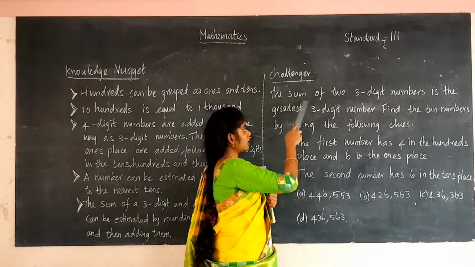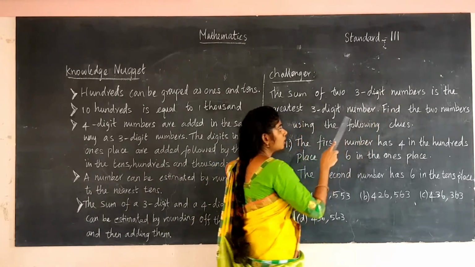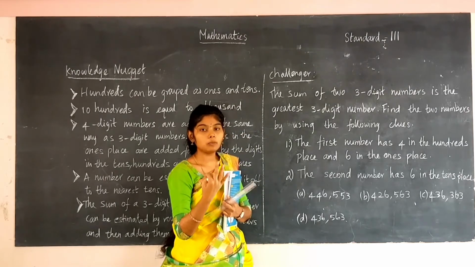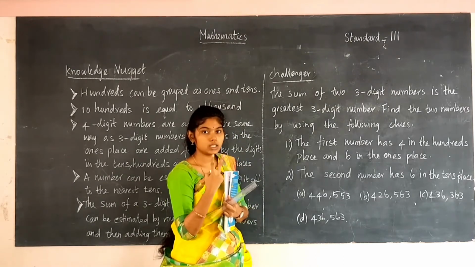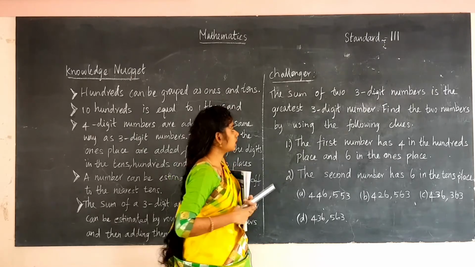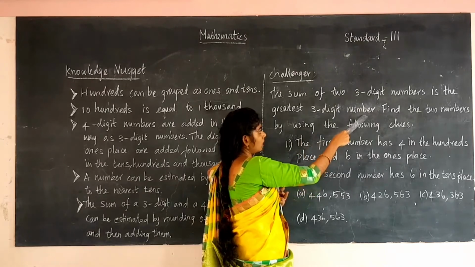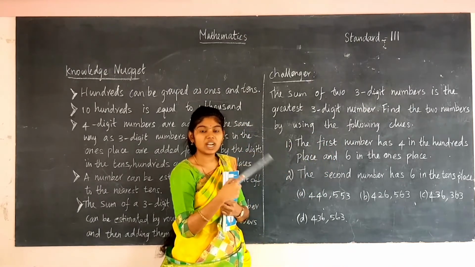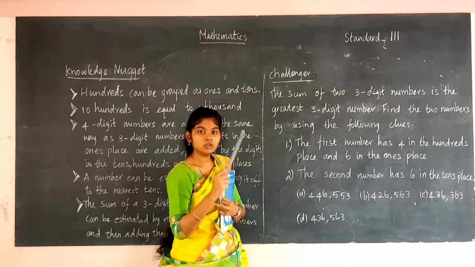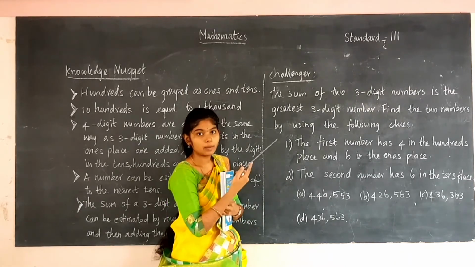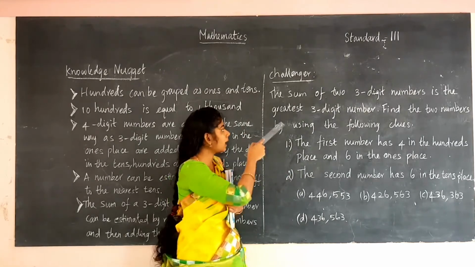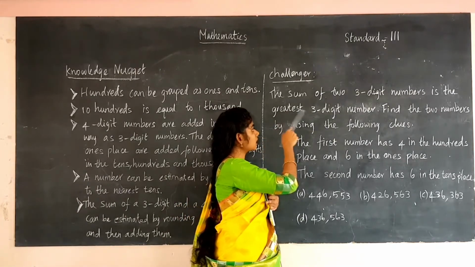So here what is given? The sum of two 3-digit numbers. The two 3-digit numbers are added. You know what is meant by a 3-digit number? Up to the hundreds place it will be. There are two 3-digit numbers. While we are adding those two 3-digit numbers, we will get the answer as the greatest 3-digit number. What is the greatest 3-digit number? It's 999. The two 3-digit numbers are not given. While we are adding those two numbers, we will get the answer as 999, which is the greatest 3-digit number.